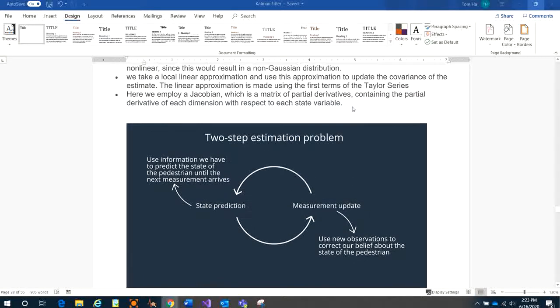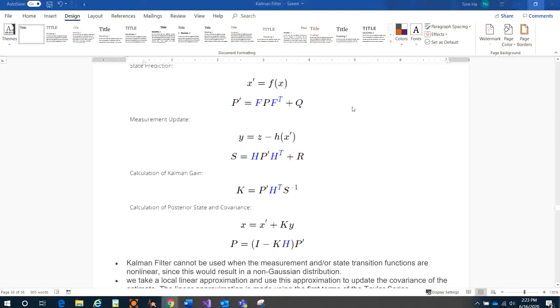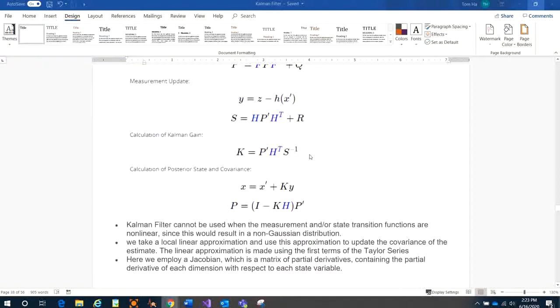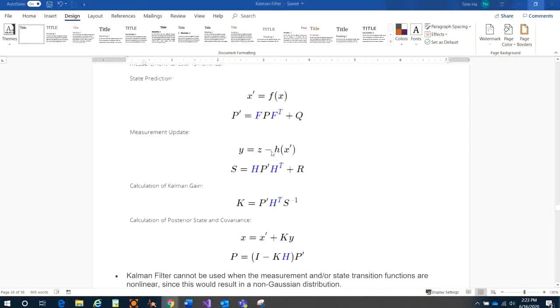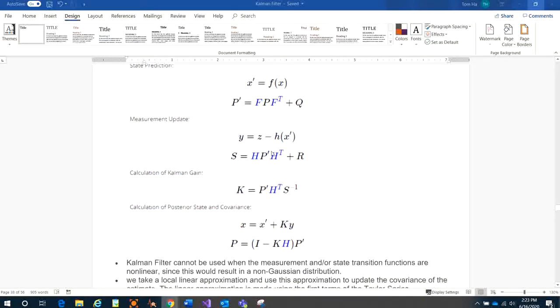We already know the extended Kalman filter formula. The difference between the standard Kalman filter and extended Kalman filter is the function, linear function and nonlinear function, right? And the measurement function is nonlinear, right? So the standard Kalman filter cannot be used when the measurement function and the state transition function are nonlinear, because the result is a non-Gaussian distribution, right? So extended Kalman filter helps us to solve that problem.